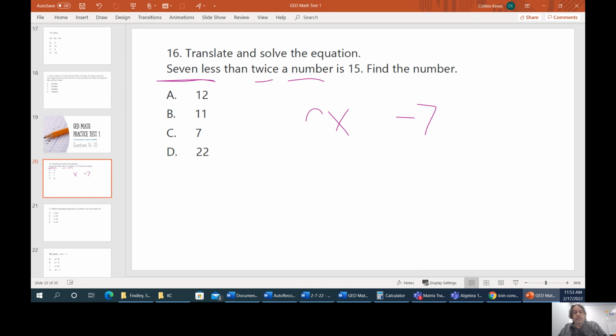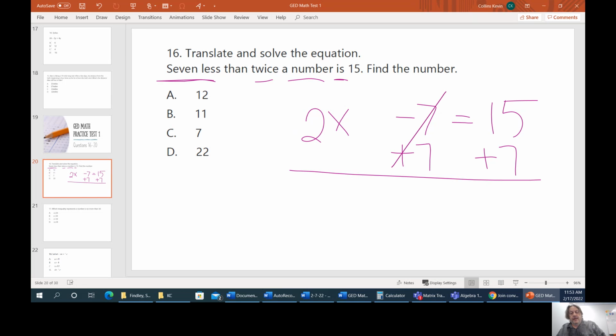Twice the number means 2x. So we got 2x and then 7 less, so minus 7, and "is" is basically the same thing as saying equals. So that's 15. Now we're set up. We just go ahead and do standard algebra stuff. I've been doing the thing where I just move it to the other side and switch the sign, but you can still do the algebraic version of adding 7 to both sides to get rid of these guys. Then you get 2x. We want variables on that side and numbers on this side. Then you just divide by the number in front of the x. We get x equals 11.